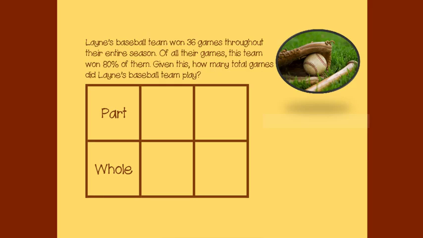The last problem, it says Lane's baseball team won 36 games throughout their entire season. Of all their games, this team won 80% of them. Given this, how many total games did Lane's baseball team play? So this gives us a major clue. We're looking for the total, which would go right here. This is the number we don't know.